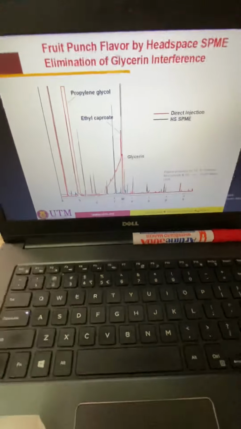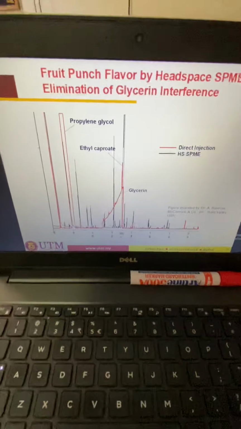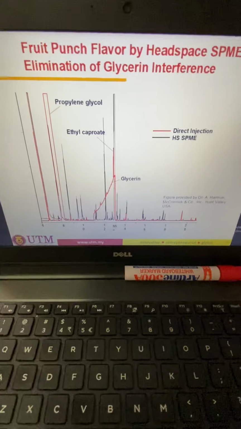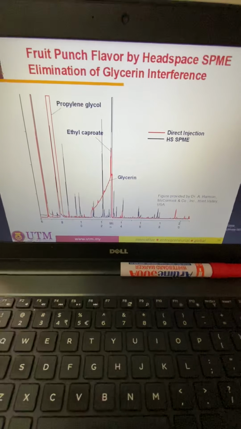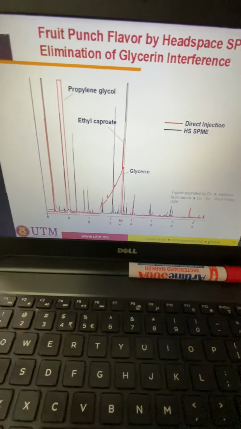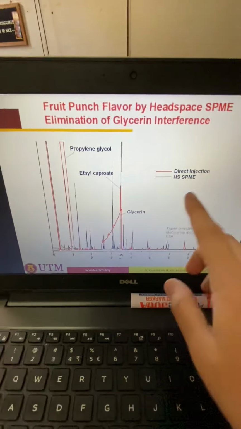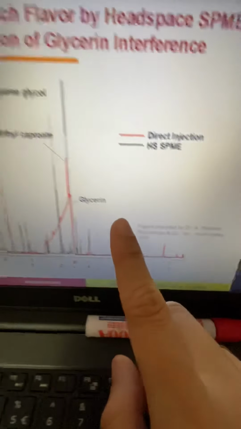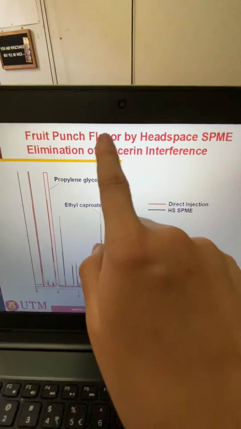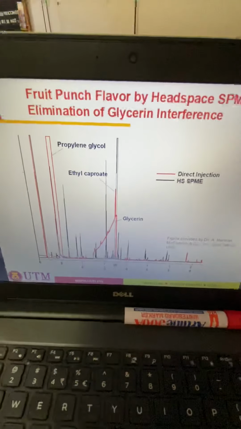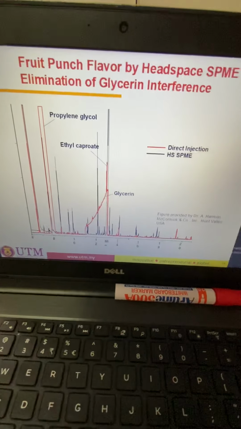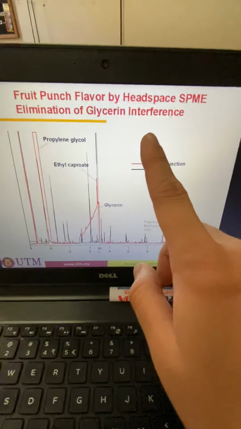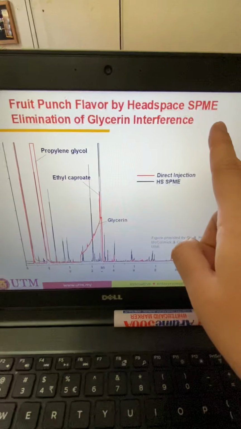Okay, so this is an example of a chromatogram, in a GC run, I think. You imagine, the sample is fruit punch flavor. So flavor is something that is volatile. That's why you can taste, that's why you can smell, right? So it is suitable for headspace SPME.